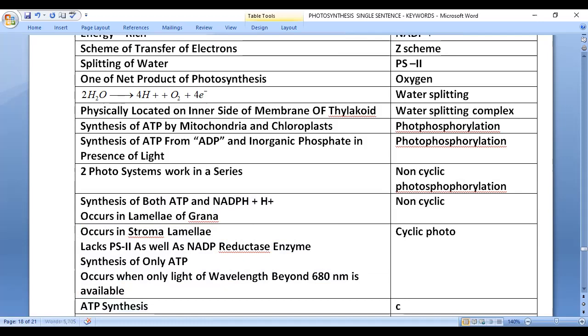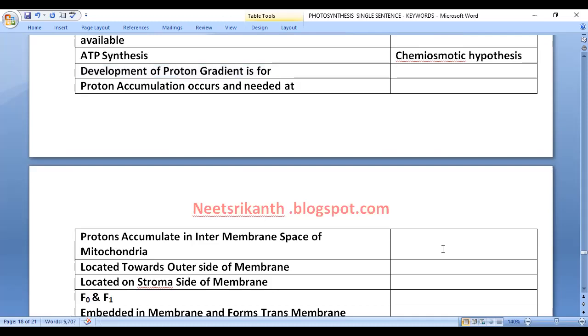ATP synthesis, chemiosmotic hypothesis. Development of a proton gradient is for ATP synthesis. Proton accumulation occurs and is needed in the lumen of the thylakoid. Protons accumulate in the intermembrane space of mitochondria in respiration.